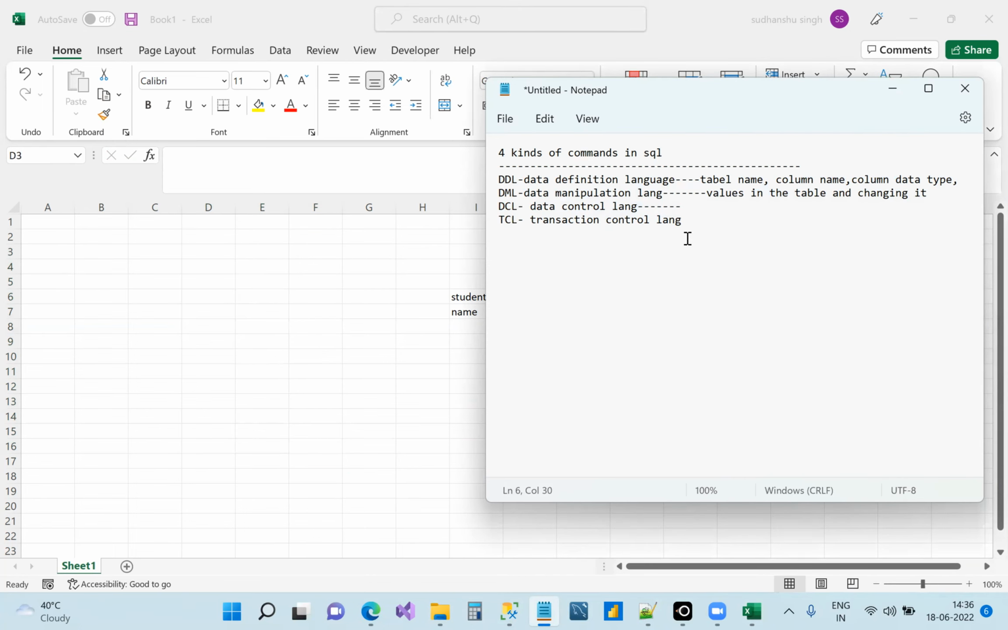Can anyone tell me? This should come in which? DML again? No, your entire data is gone. It should come to DDL, data definition. This was related to the structure of the table. Your entire structure is gone.